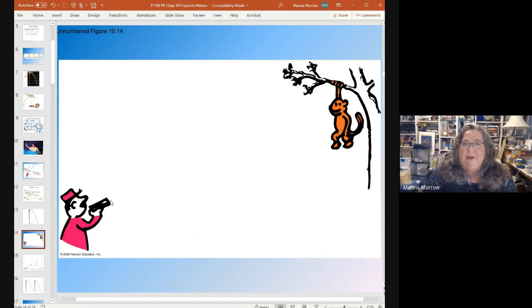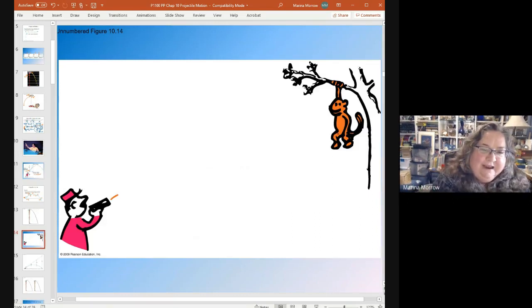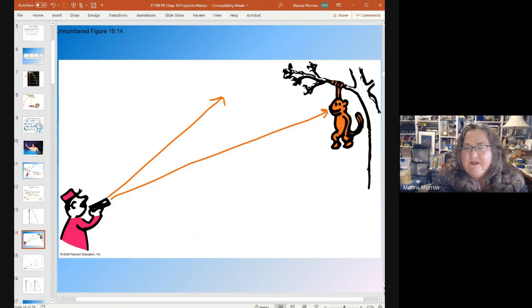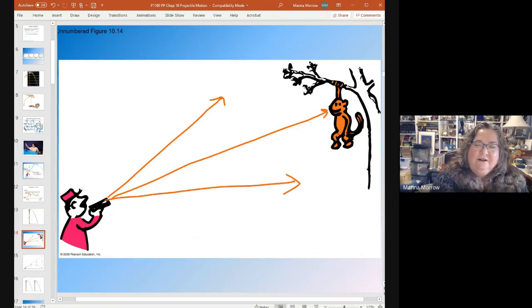So you're the zookeeper and you're trying to decide, okay, what should I do? Should I aim directly at the monkey? Should I aim higher than the monkey because I know my bullet is going to curve and fall down? Should I aim somewhere like halfway between? Or should I aim at the ground because that's where the monkey's going to end up? So what should I do?